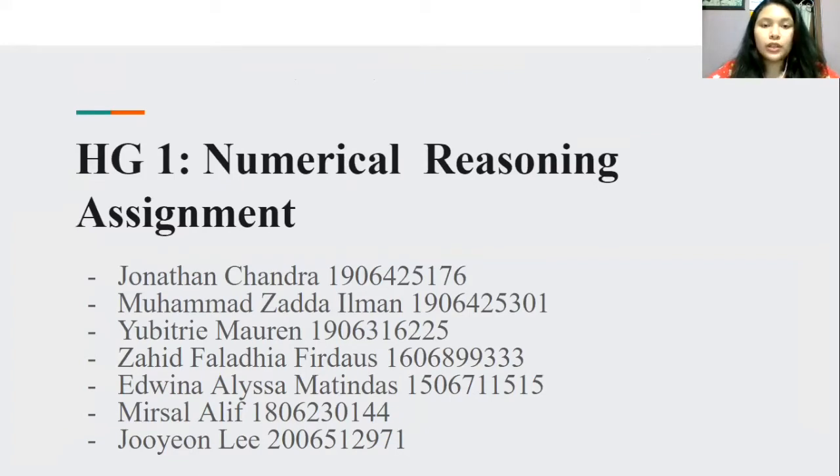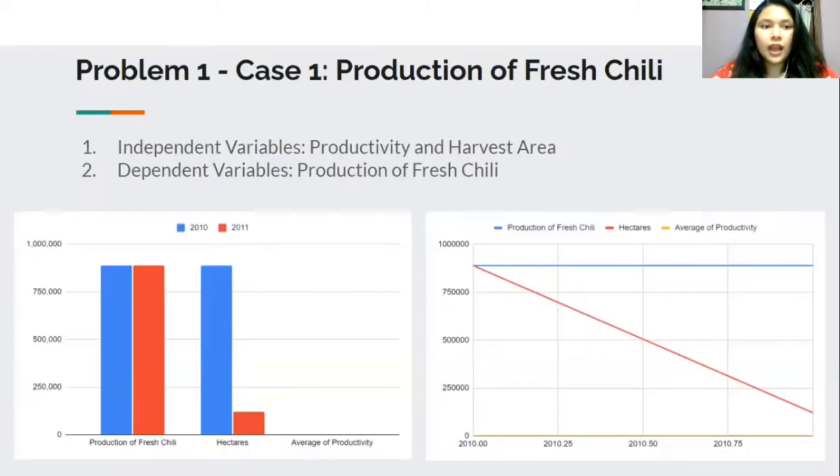Our group, Home Group 1, consists of Jonathan Chandra, Muhammad Zada, Yubitri Mauren, Zahid Faladia, Edwina Alisa, Mirsa Alif, and Jian Lee. The problem one first case is about the production of chili.